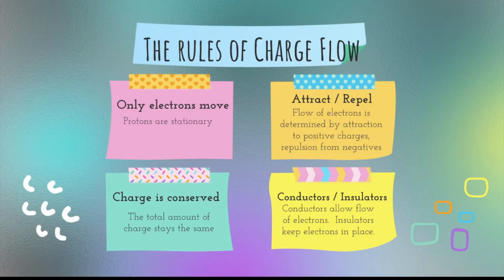Remember, as we do these, there are four rules of charge flow. So let's confirm. Only electrons move, the protons remain stationary. Electrons will attract to protons or repel from electrons. That's what causes their motion, at least. We know that charge is conserved, so the total amount of charge should be the same. And finally, conductors allow the electrons to flow. They always try to flow away from the other electrons, while insulators keep the electrons in place.